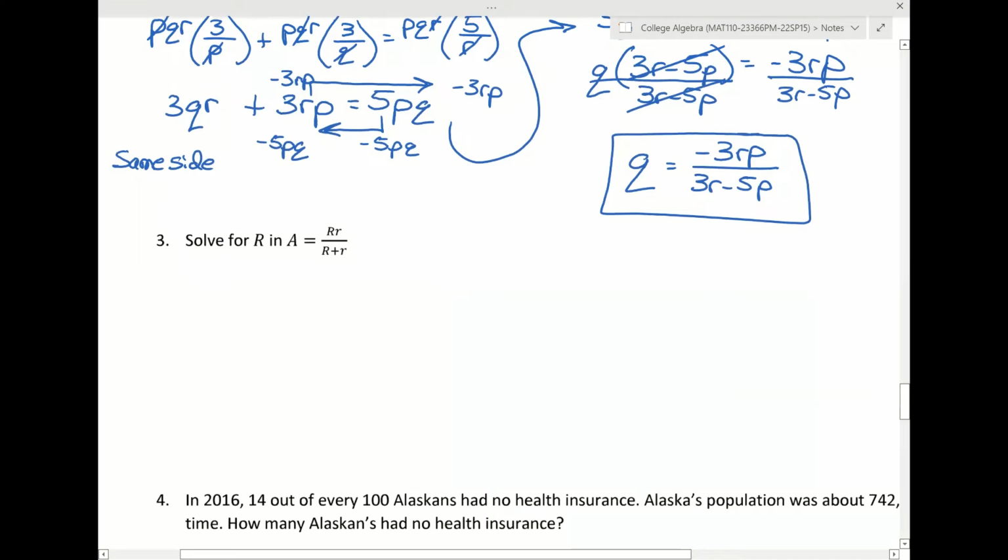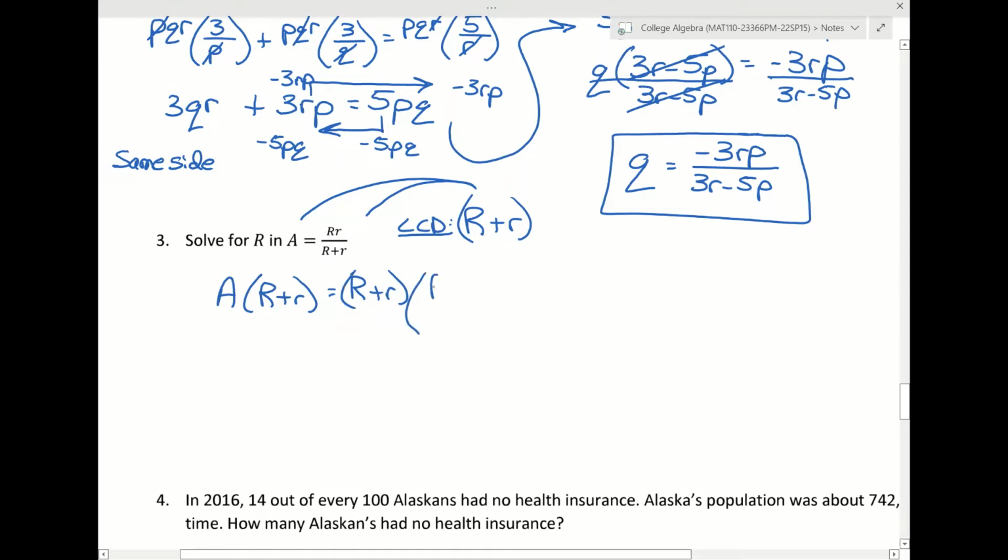Moving to problem 3, it's similar. We want to solve for R. Now it looks like we have R on top and bottom. So one thing that we could do is multiply by our least common denominator of big R plus little r. We get a times R plus r equal to R plus r times big R, little r over R plus r.